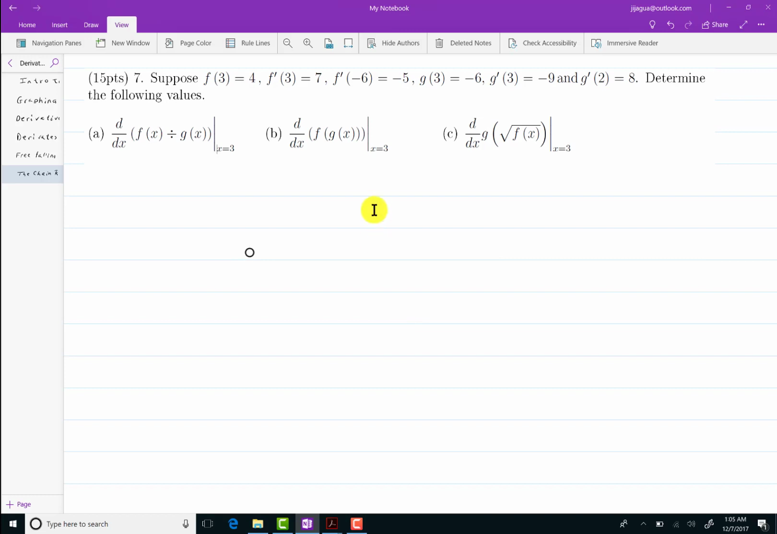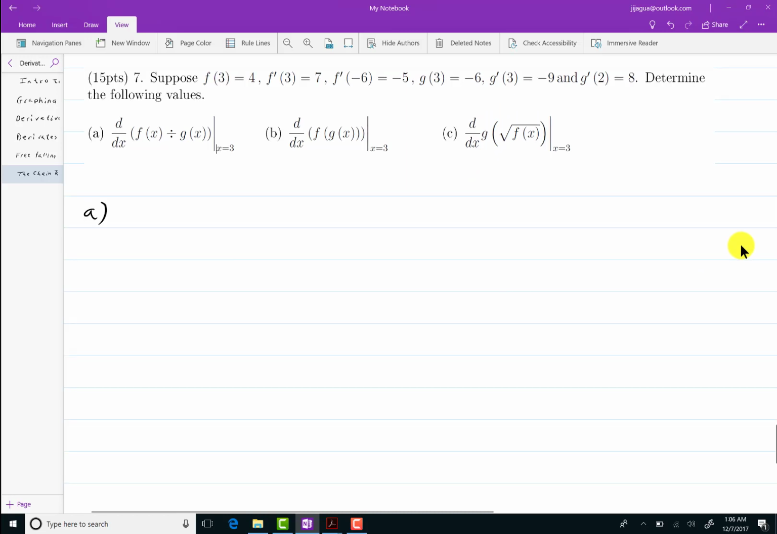I'm giving you values for the function f and its derivative, and for g and its derivatives. And then what I have here are a bunch of different rules. Well, this one right here is just a straight up quotient rule. But here is a chain rule, and over here is another chain rule, because you've got f of x inside of the square root, which is inside of g.